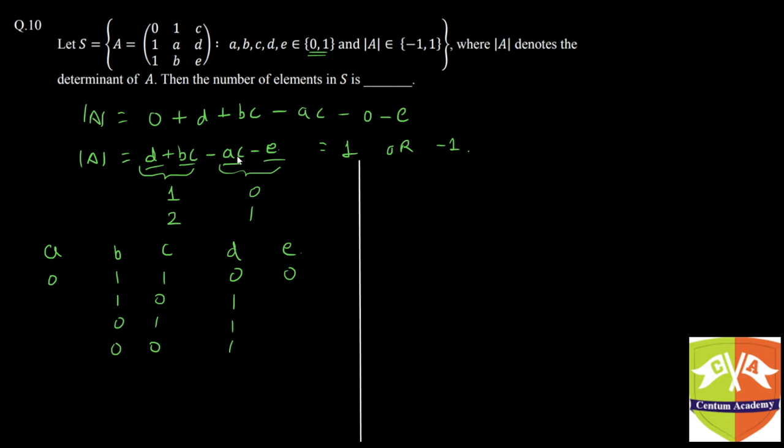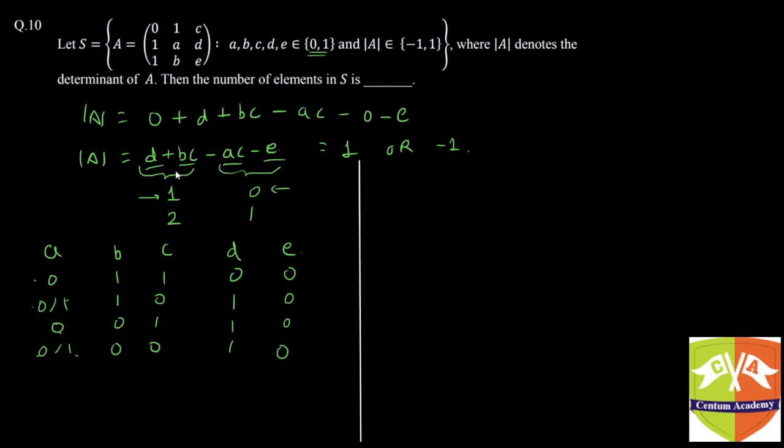Now, again, we want AC plus E to be 0, so E will have to be 0 in each of these cases. What about AC? Whenever C is 0, A can be anything. So here A can be 0 or 1, here also A can be 0 or 1. Here, C is 1, so A will have to be 0. So we have so far 1, 2, 3, 4, 5, 6 cases. And these are all the cases when D plus BC is 1 and AC plus E is 0.